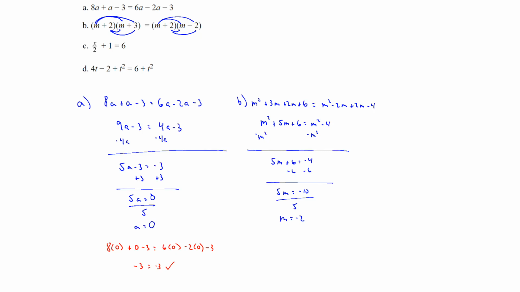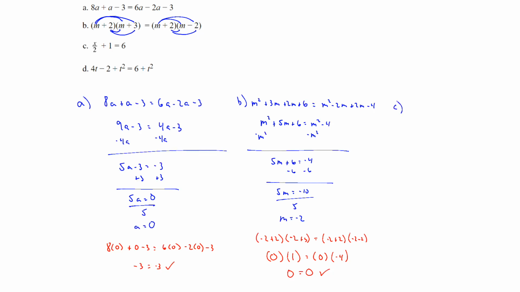If we plug this into the original, that would be negative 2 plus 2 times negative 2 plus 3 is equal to negative 2 plus 2 and negative 2 minus 2. So it looks like we'll get 0 times 1 is equal to 0 times negative 4. So 0 is equal to 0. That looks good.